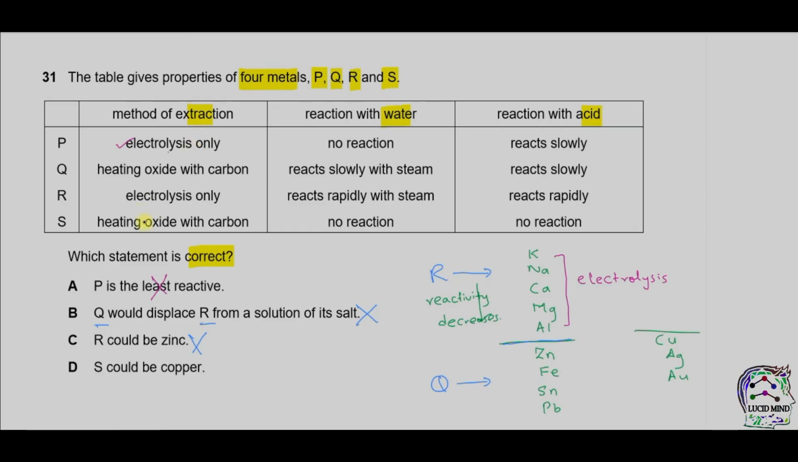Part D, S could be copper. Let's see, the method of extraction of S is that S can be extracted using heating oxide with carbon. As we know that the elements below aluminum can be extracted using carbon, and it contains zinc, iron, tin, lead, copper, silver and gold. So S could be copper. This statement is true.